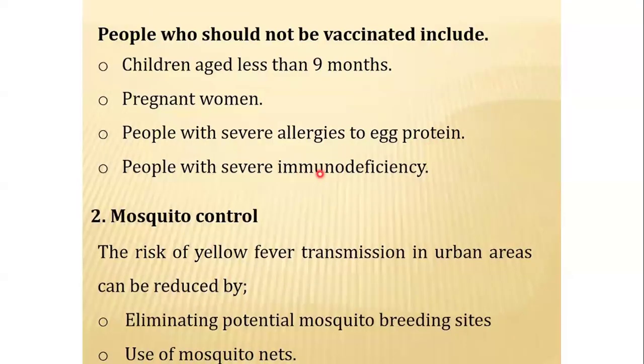Mosquito control: since we know it's spread by the Aedes mosquito, the risk of yellow fever transmission in urban areas can be reduced by eliminating potential mosquito breeding sites, use of mosquito nets, and remember these mosquito nets should be treated. Then we have things like insecticides, spraying, all those mosquito control measures that you know of.